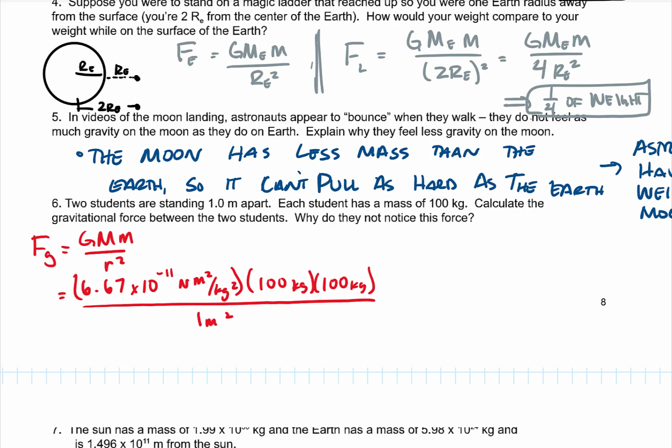Now, when using this formula, looking at all the units, meter squared goes away. Kilogram and a kilogram and a kilogram and a kilogram all go away. So when you do all of that, the units work out to be just newtons. That's all we're left with. Now, we have to do the rest of it in our calculator.